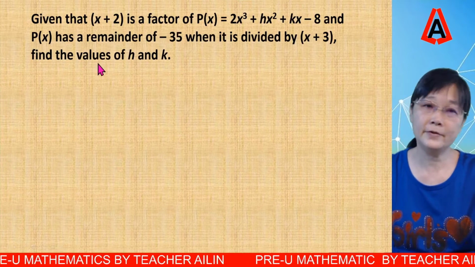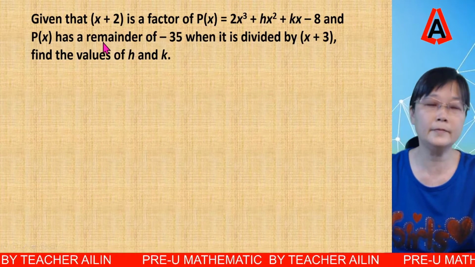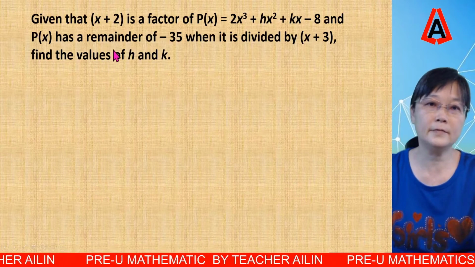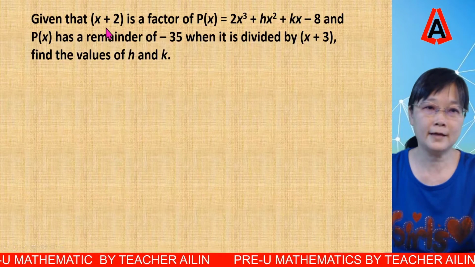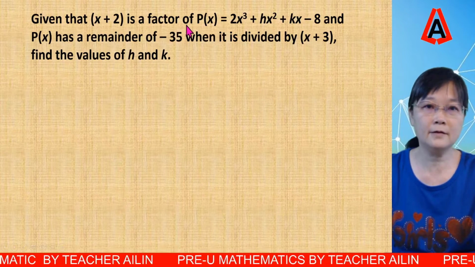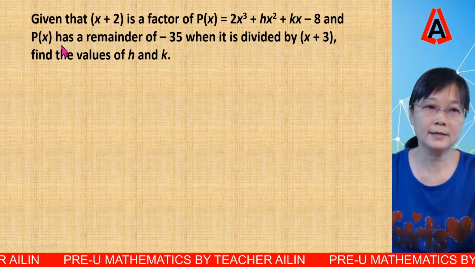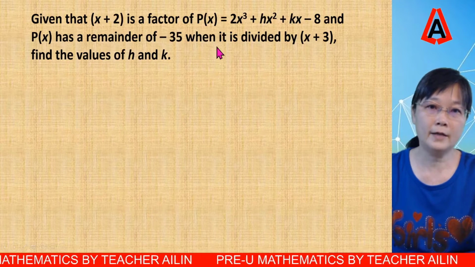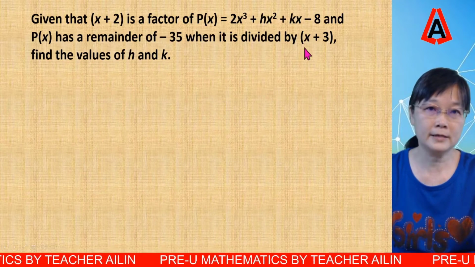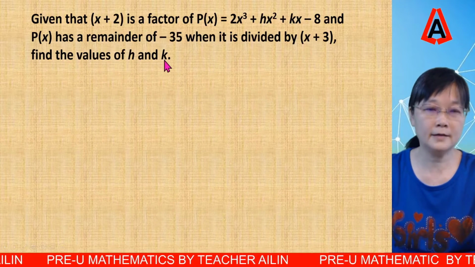In this example, I'm going to show you how to use the factor theorem and the remainder theorem in solving a polynomial question. Given that x plus 2 is a factor of the polynomial p(x), and p(x) has a remainder of negative 35 when it is divided by x plus 3. Find the values of h and k.